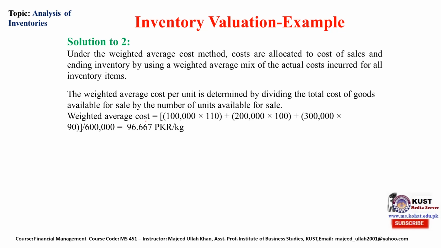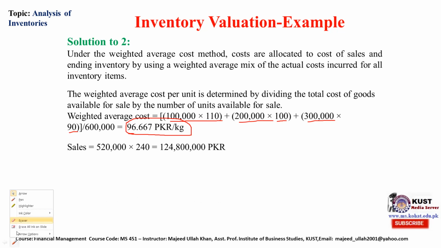Weighted average cost, 100,000 multiplied by 110, 200,000 multiplied by 100, 300,000 multiplied by 90. So we will get total cost of the inventory divided by 600,000. We get 96.667 rupees per kg. Now sale is 5. We will use this cost for both cost of sale and inventory.